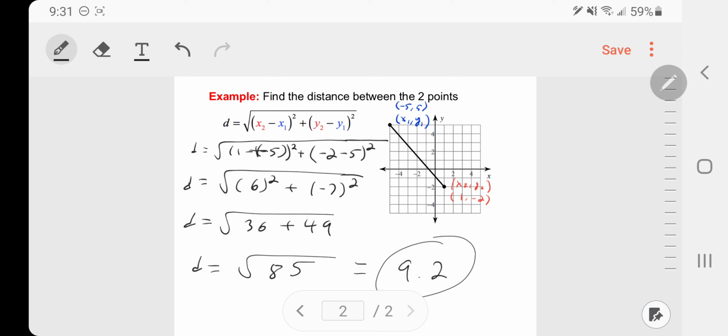All right, that's pretty much all there is to know as far as the distance formula goes. Again, you're just finding your 2 points, x1, y1, x2, y2, plugging them into the formula, solving the inside, and then taking the square root.